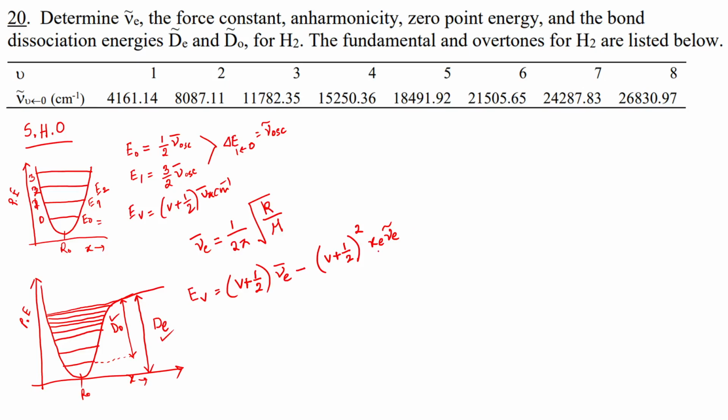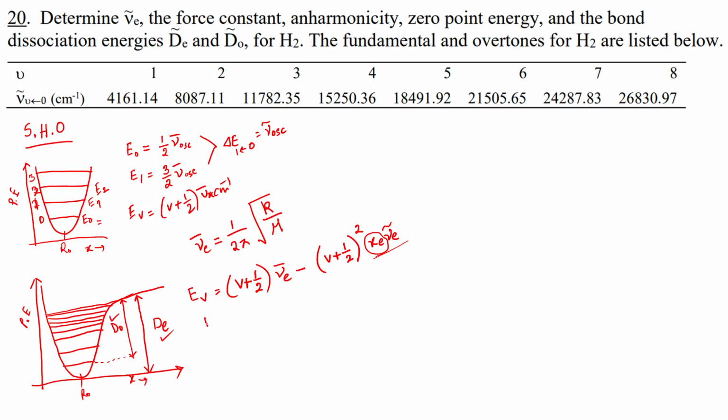And this is your anharmonicity. So your anharmonicity is the product of nu e and Xe, where Xe is your anharmonicity constant, and this doesn't have any unit, and it is a very small quantity.